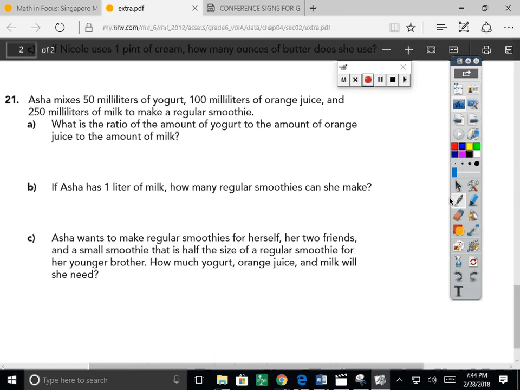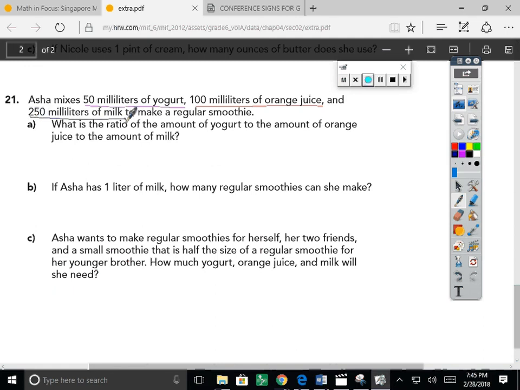Asha mixes 50 milliliters of yogurt. I'm going to do some color coding here. 50 milliliters of yogurt, 100 milliliters of orange juice. Probably should have made that orange. And 250 milliliters, oops, I already used purple, try something different. 250 milliliters of milk to make a regular smoothie.